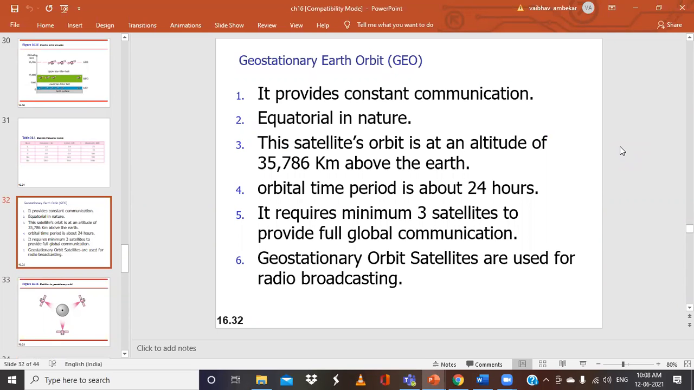When we talk about this equatorial nature, it rotates around the Earth in an equatorial fashion. Suppose some satellites have already been placed, but these satellites cannot produce constant support or constant signals. For that reason we require a minimum of 3 satellites, because as the satellites rotate around the Earth, there will be a curvature of the Earth.